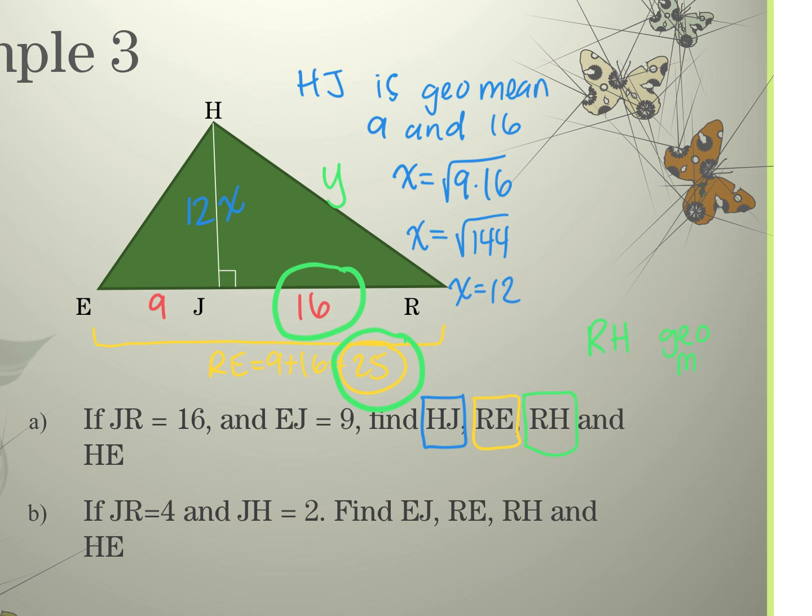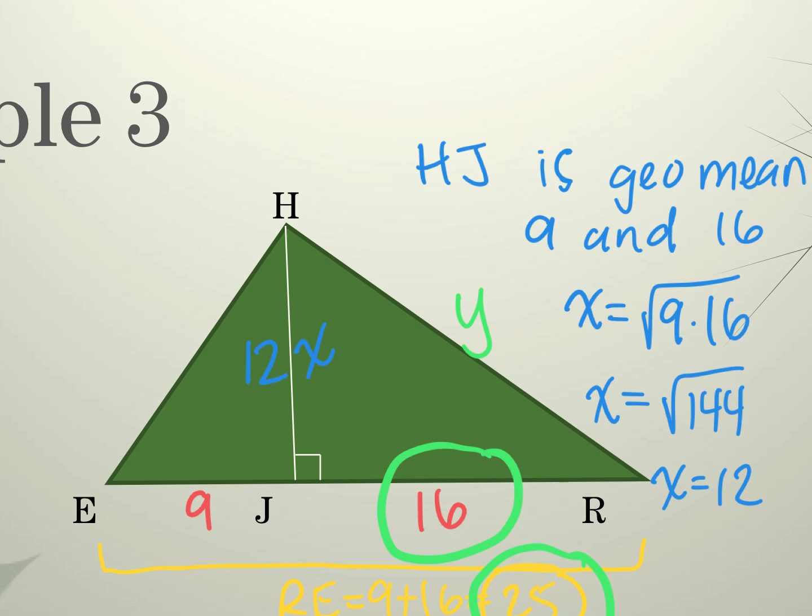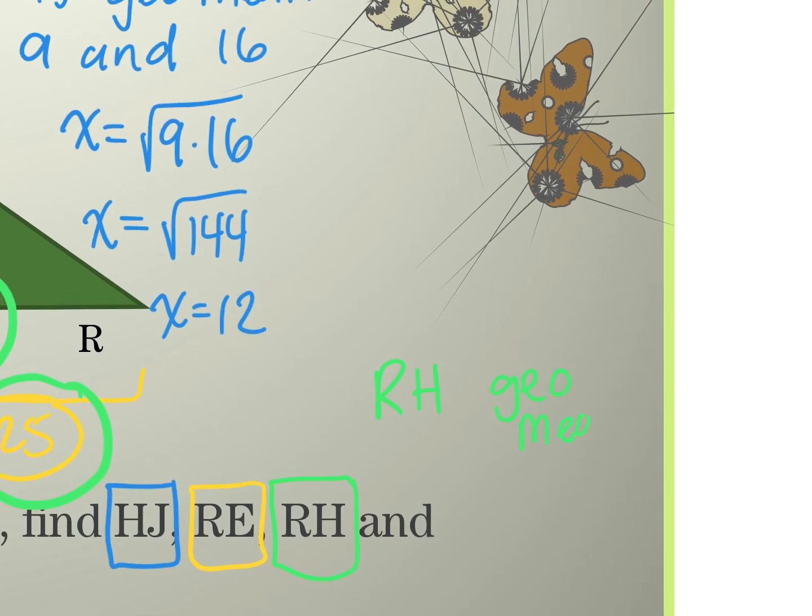No. Okay. So remember, if you're looking for this value down the middle from H to J, you take the geomean of this 9 and this 16, both separate segments. If you're looking for this piece on the right, what's the piece that's next to Y? 16 and the whole thing, which is 25. So we're taking the geometric mean of 16 and 25.